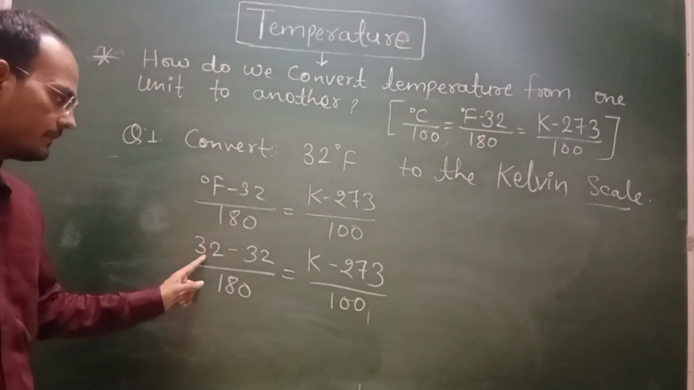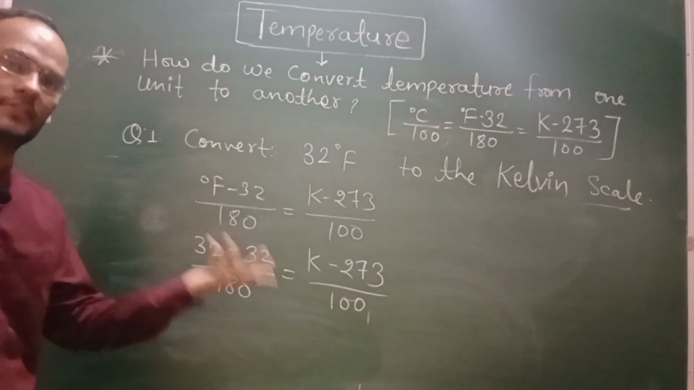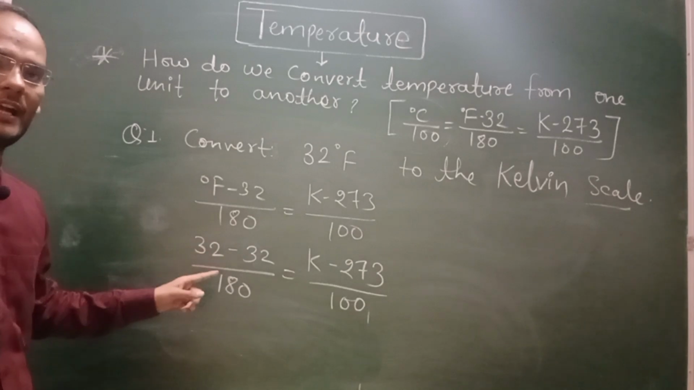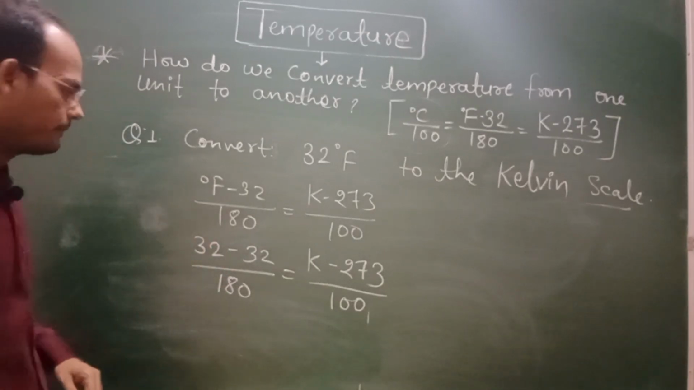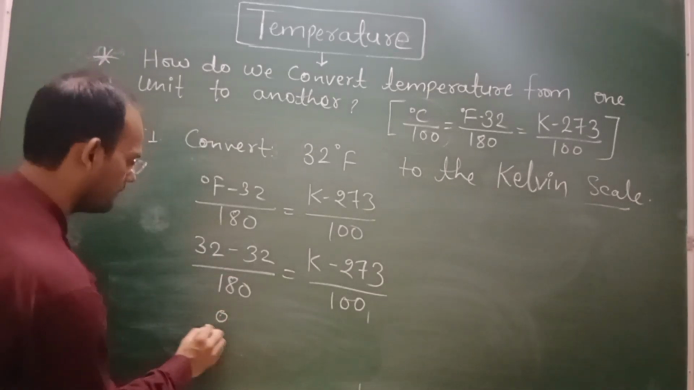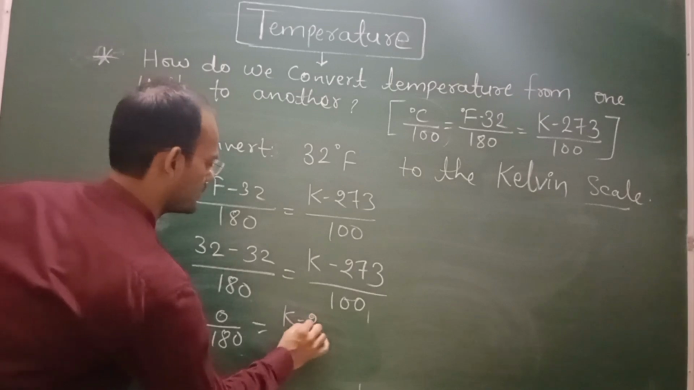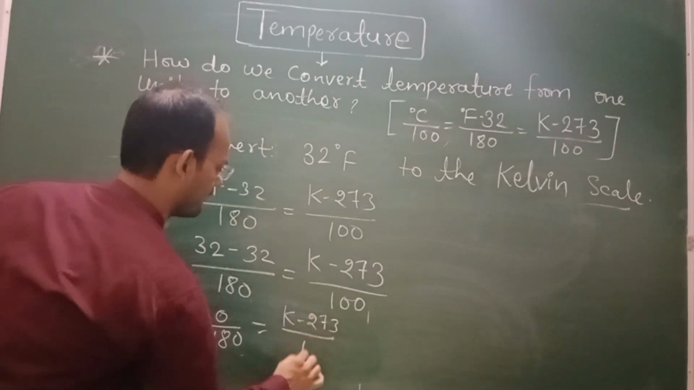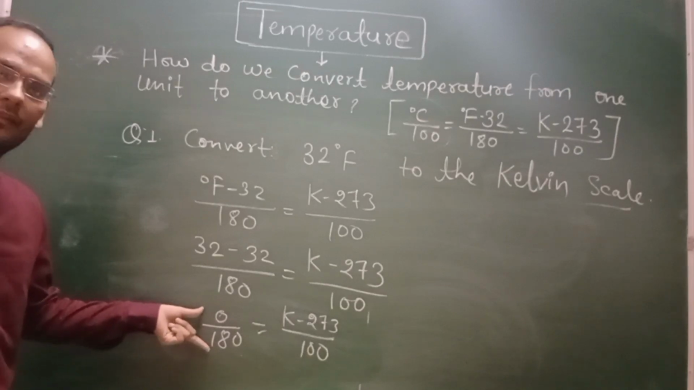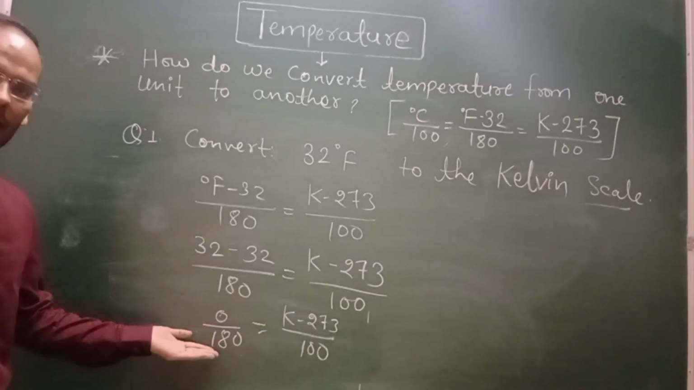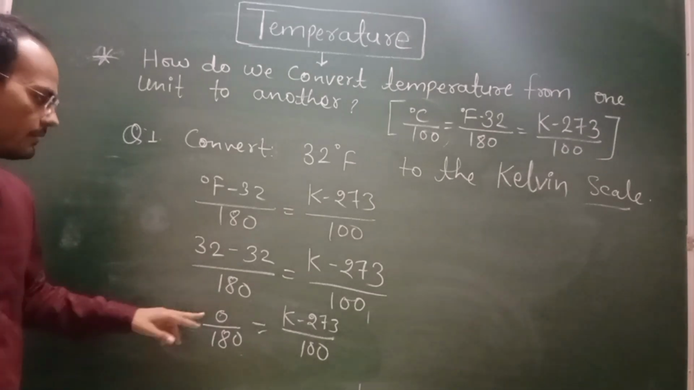Now see, 32 minus 32, what will be the answer? 0. And when we divide 0 by 180, the answer will be 0. So 0 divided by 180 equals K minus 273 divided by 100. Okay, what will be the answer? When we divide 0 by any digit, the answer will be 0. Clear?